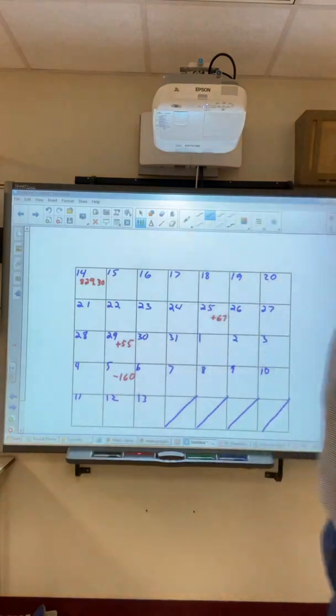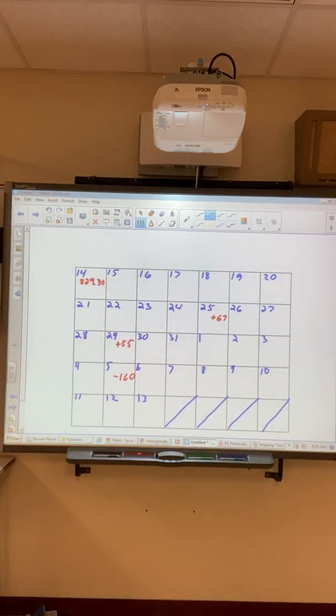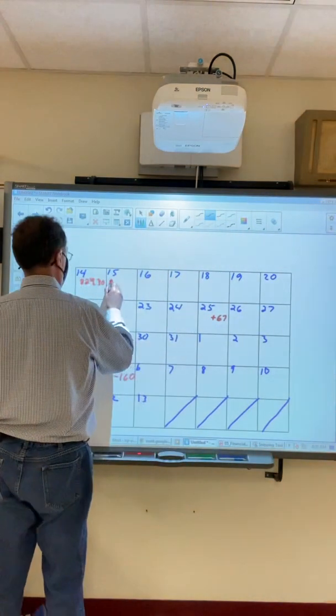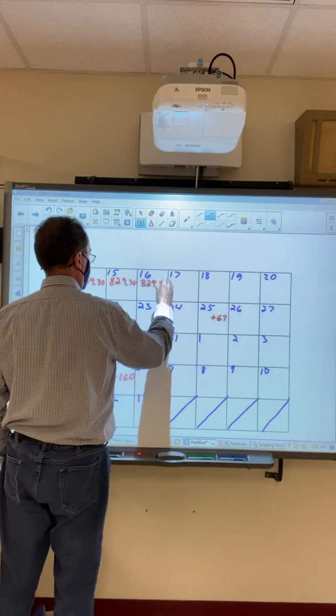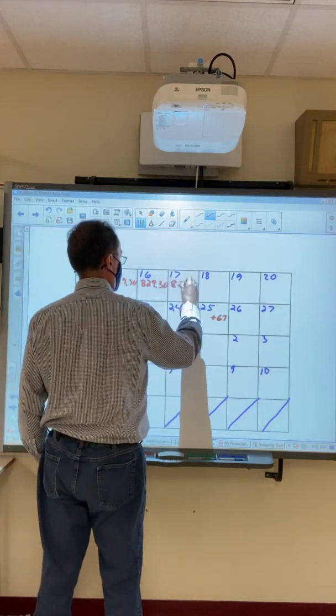Okay. So what we're doing here is we're kind of showing you again the average daily balance. Now what this means is on October 14th there was a previous balance of $829.30. And there were no other transactions until the 25th, right? So what I'm going to do, I'm going to fill in all of those boxes with $829.30 until I get to the 25th.